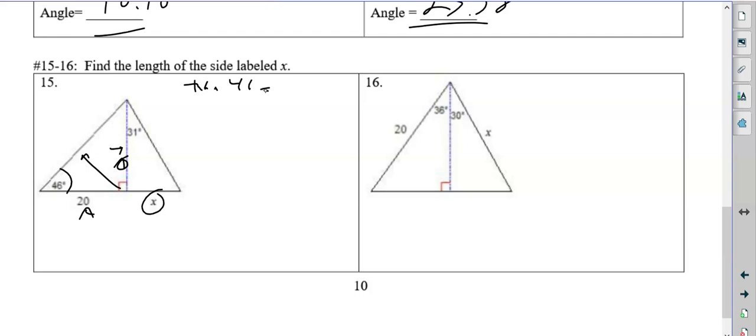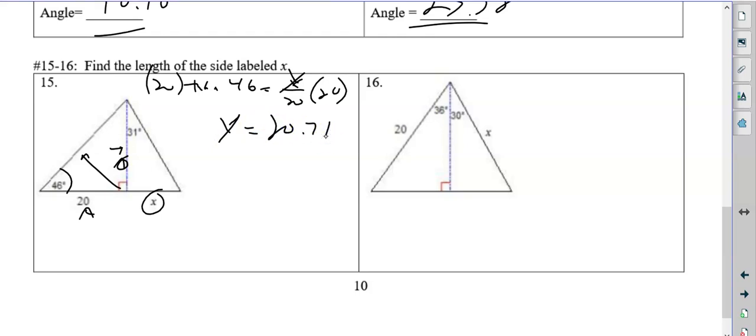opposite, which is the unknown, over 20. So that's going to be 20 times tangent of 46. And that will give me an unknown. Well, I can't use x because we're solving for x. So let's say y. Y equals 20.71.